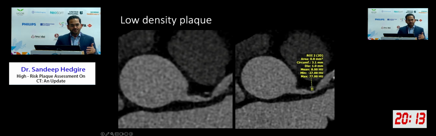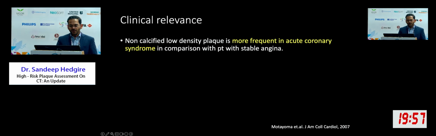When you draw these ROIs, make sure they do not include the lumen of the coronary artery. If you include the lumen, the value is going to be high. Also make sure you do not include the adjacent pericoronary fat. If you do that, the value is going to be low. So be cognizant of that.